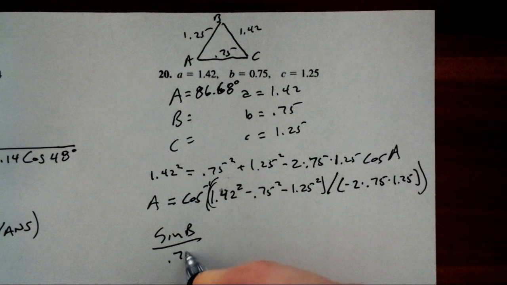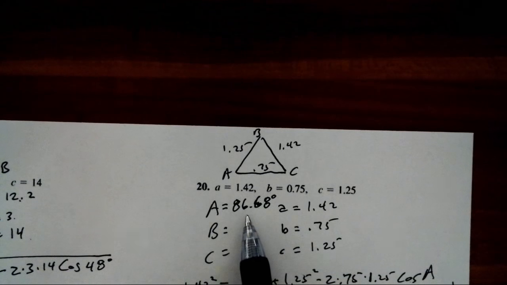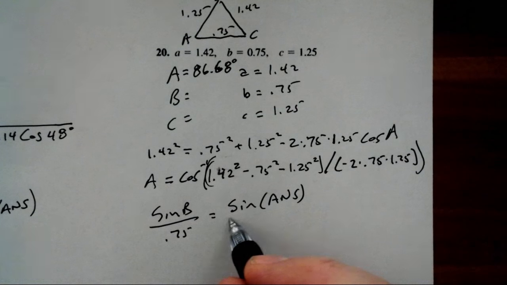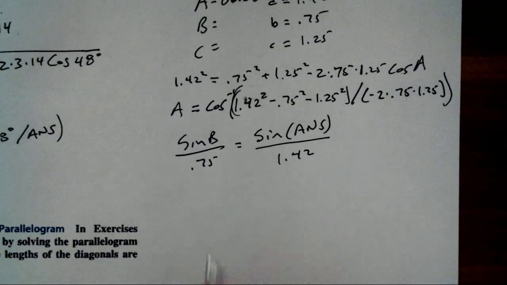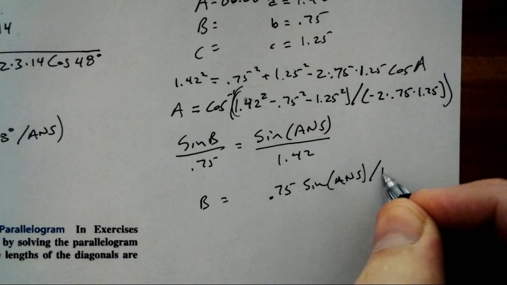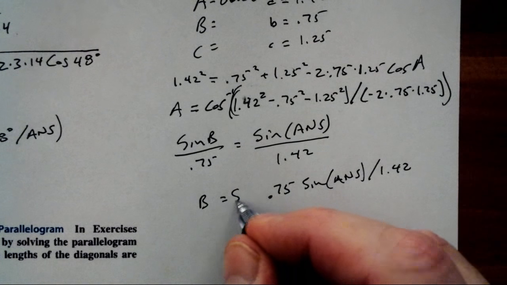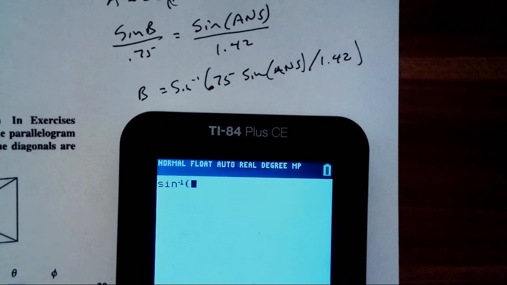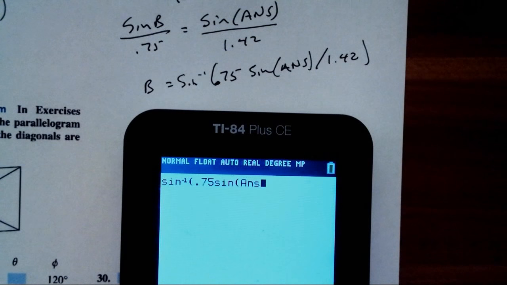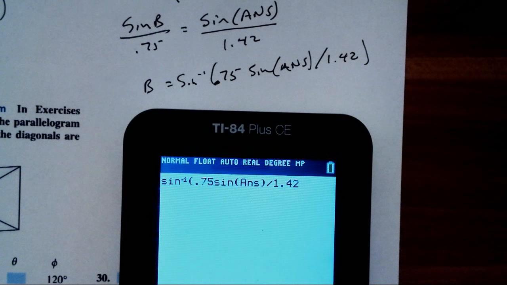So sine of B on 0.75 equals sine of A, and this is A, but not really, that's rounded, sine of my answer that's loaded in my calculator right here, divided by 1.42, solve for B. B equals, we have to multiply 0.75 over to sine of answer before we divide 1.42, and then we have to get rid of sine. Sine inverse. Only need one set of parentheses here, 0.75, sine of our answer. Close that parenthesis before we divide by 1.42. Looks good. And we get 31.82 for B.